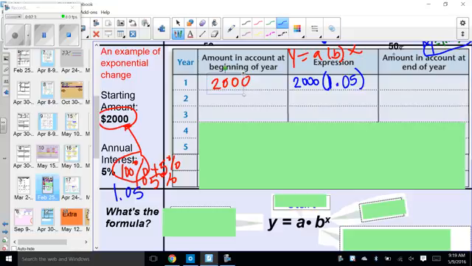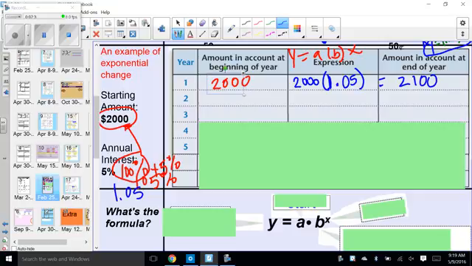So I'm going to go ahead and multiply that in my calculator. Everybody grab that calculator. It's 2,000 multiplied by 1.05. Go ahead and type that in. 2,000 multiplied by 1.05. And the ending amount then is $2,100. We have $2,100.